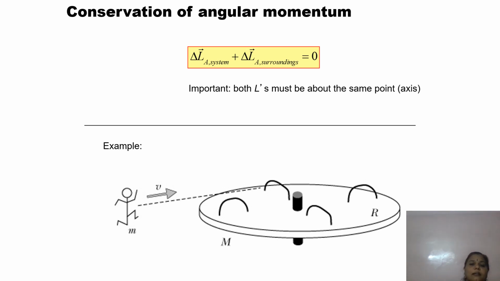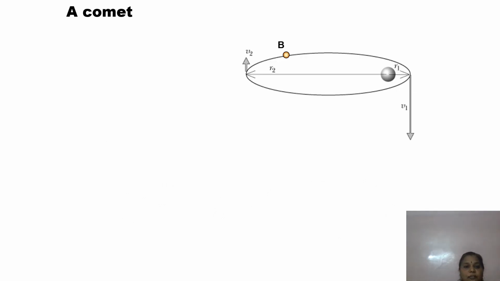So together, if we add the angular momentum of the system as well as the angular momentum of the surroundings, it becomes 0.